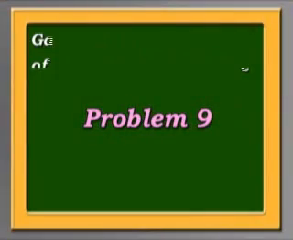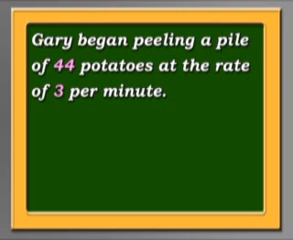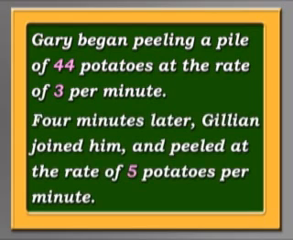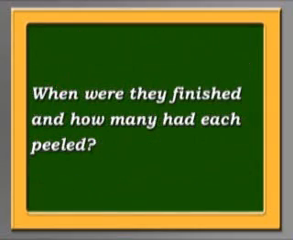Problem number 9. Gary began peeling a pile of 44 potatoes at the rate of 3 per minute. 4 minutes later, Gillian joined him and peeled at the rate of 5 potatoes per minute. When were they finished, and how many had each peeled?